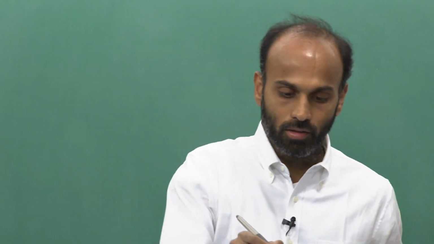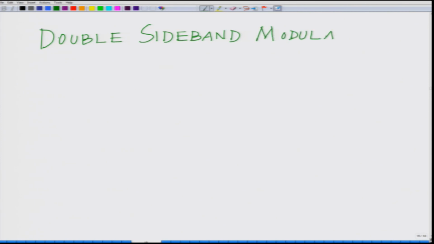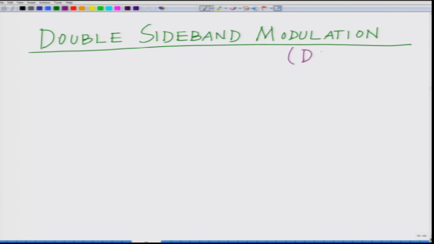Hello, welcome to another module in this massive open online course. So, today let us start looking at double sideband modulation. This is a different modulation scheme. It is a form of amplitude modulation termed double sideband modulation, also denoted by the abbreviation DSB. DSB stands for double sideband.